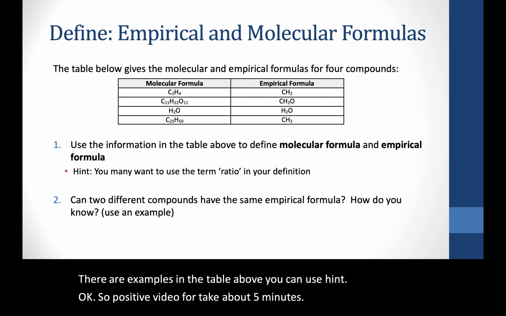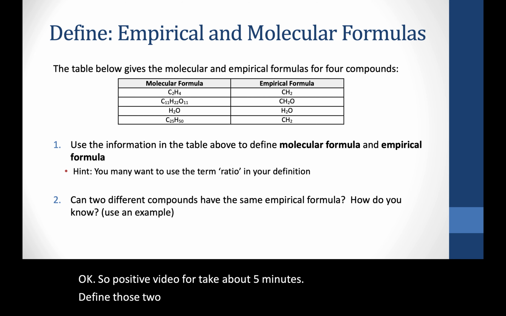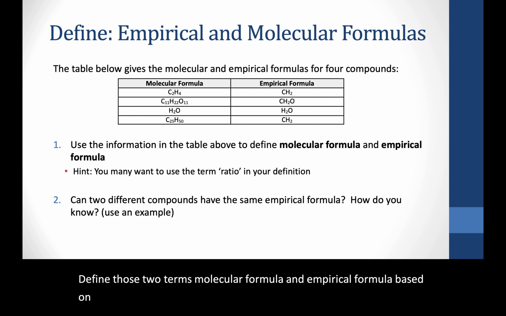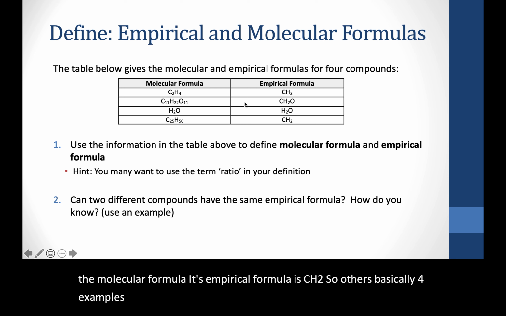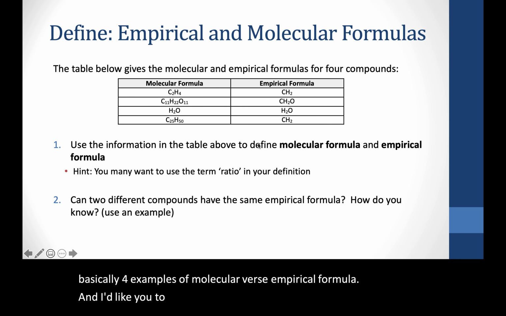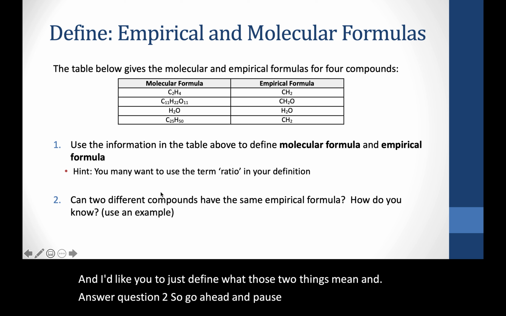Define those two terms, molecular formula and empirical formula, based on what you see in the table. Remember that C2H4 is the molecular formula, and its empirical formula is CH2. There are basically four examples of molecular versus empirical formula. I'd like you to define what those two things mean and answer question number 2. So go ahead and pause the video. Seriously, pause the video.